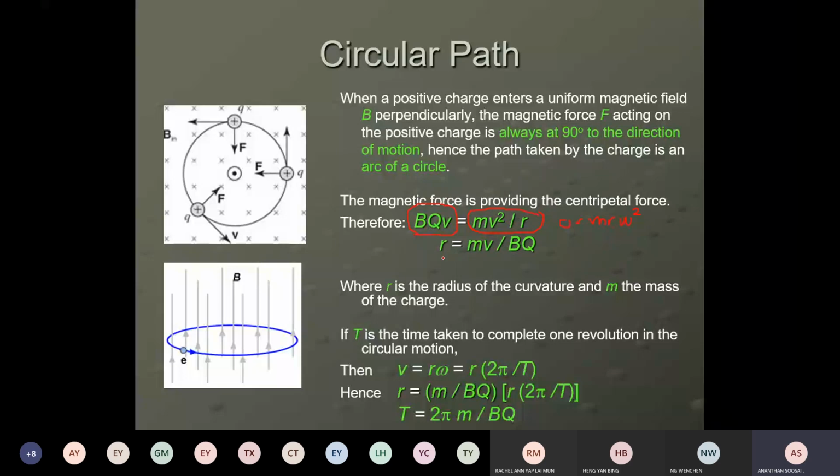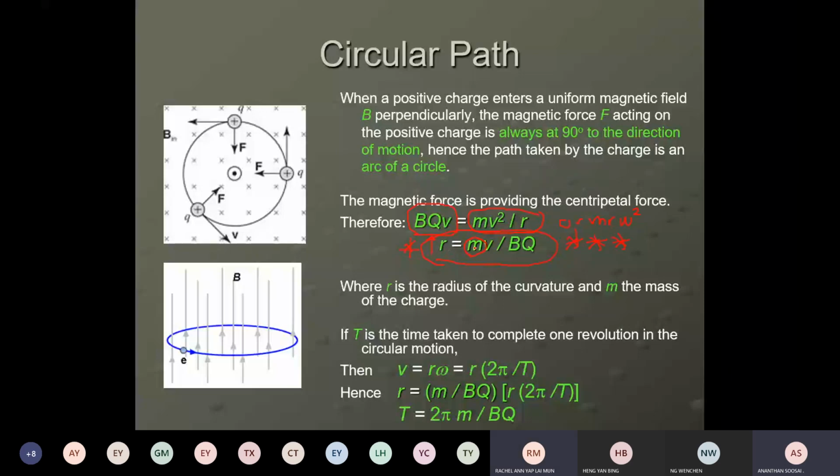So BQV equals mv squared over r. Make r the subject, and you get the radius formula. There is a lot to interpret from this formula. The more massive the particle, the greater the radius. Between electron and proton, the proton is more massive, so it has a high chance of making a big radius. The higher the velocity entering the magnetic field, the greater the chance of making a big radius. And of course, if B is stronger, the radius becomes smaller. If the charge q is larger, the radius becomes smaller. So this is a very important formula you have to analyze.